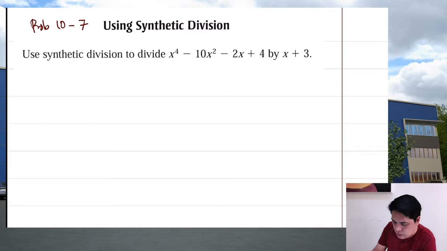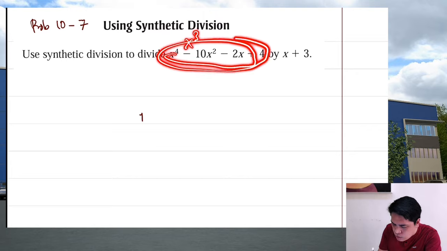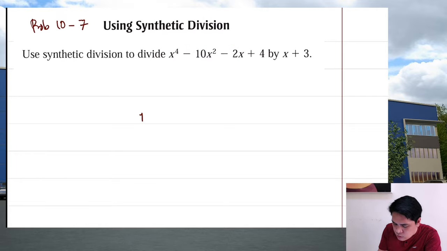So how do we do synthetic division? So for synthetic division, we just write in an array the coefficients of the polynomial, or of a function. Okay? Again, in descending order ng degree of the variable. Okay? So we'll start with the coefficient of x raised to 4, which is 1. Then sunod is the coefficient of x cubed. Pero wala siyang x cubed sa dividend natin. So meaning coefficient nun is 0 kasi wala.